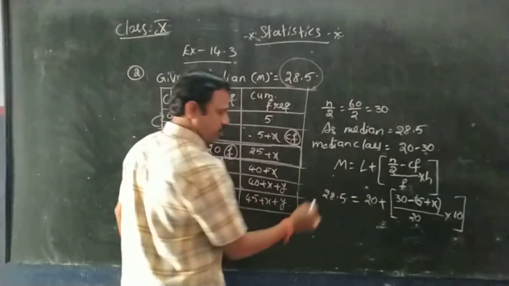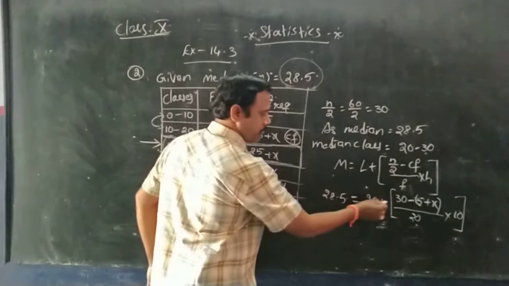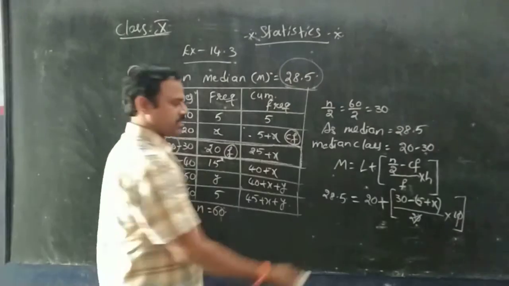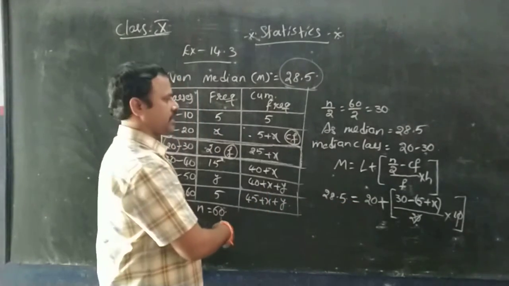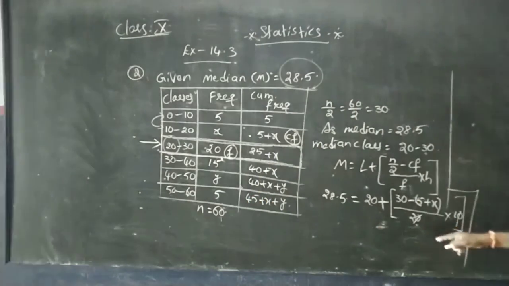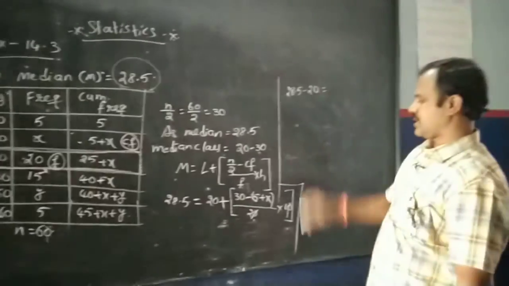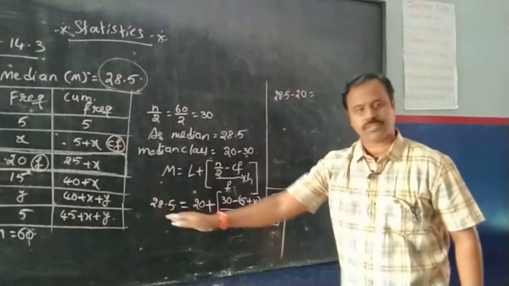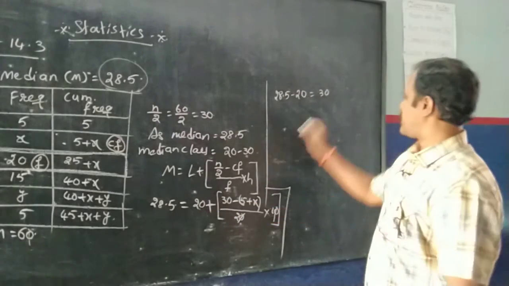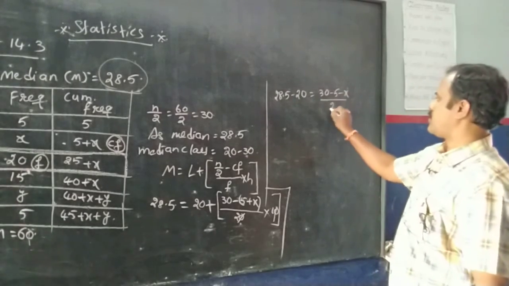Now you transpose this 20. You should not cancel 20 and 20. Why? Because there is a plus in between them. If you want, you can cancel the 10s. Just transpose 20 to the left side. So 28.5 minus 20 is equal to (30 minus (5 plus x)) upon 2.